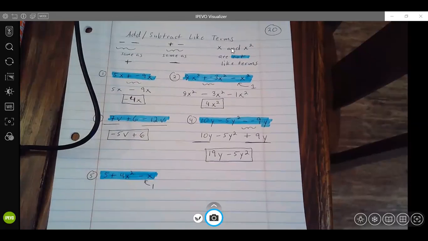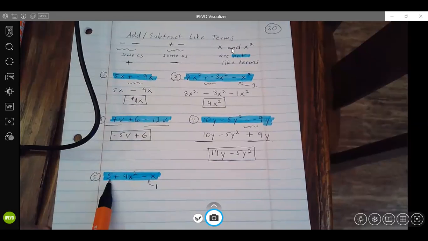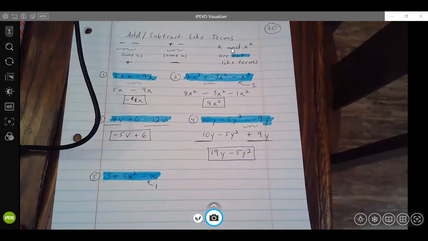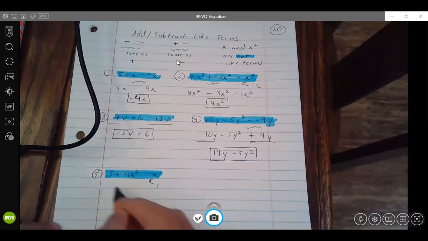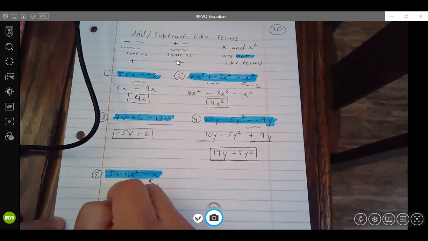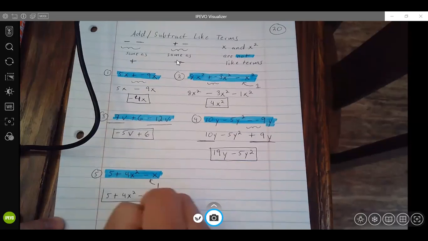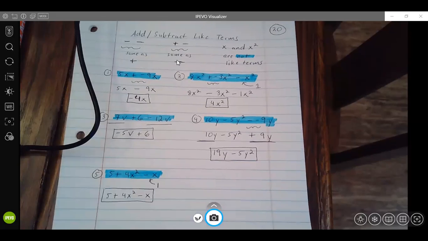If you notice on this one, this 5 has no x. This 4 has an x squared. This 1 has an x. None of them have anything that's the same. So there's no like terms. So what IXL wants you to do is just type it back as you see it: 5 plus 4x squared minus x. You're just going to type it in as you see it. Can't do anything with it.